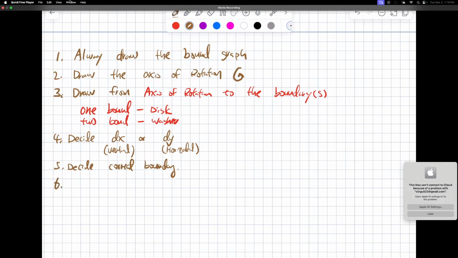The 6th step is, if it's a disk, you're gonna find only big R of X or R of Y. It could be in terms of Y, so that means you have to solve for X. If it's a washer, then you have to find two things. You have to find a big R of X and small R of X, or big R of Y, small R of Y.